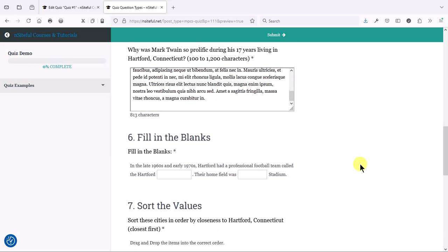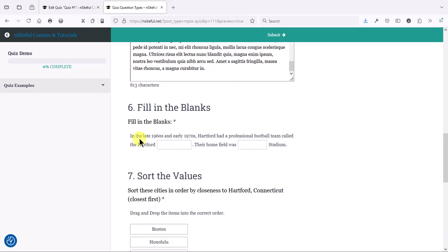Quiz question type 5, fill in the blanks. Well, this is kind of interesting. In the late 1960s and early 70s, Hartford had a professional football team called the Hartford Knights, and their home field was Yankee Stadium.